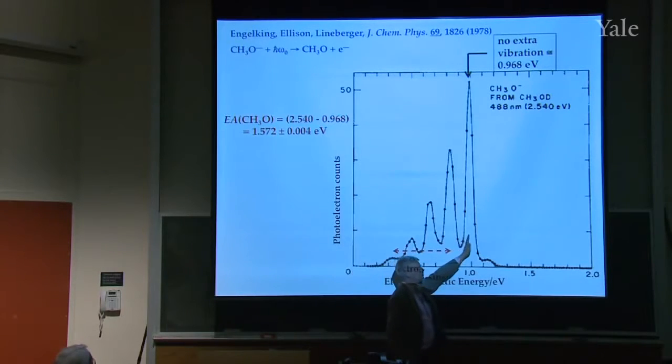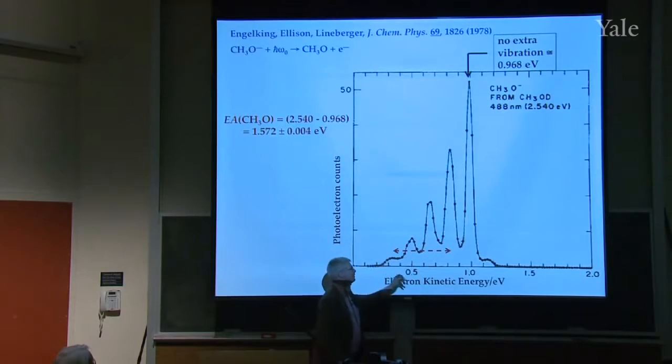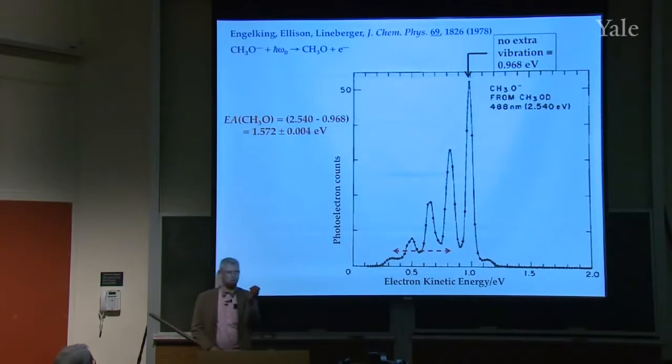This is detachment to the ground state of the methoxy radical. This is one vibration in the methoxy radical. This is 2 vibrations. This is 3 vibrations. Can you see how cool this is? You can actually take a vibrational spectrum. You're looking at the vibrations in a radical.